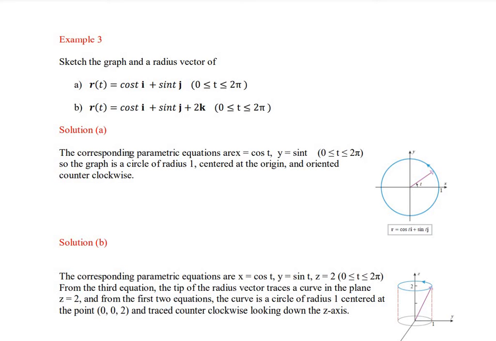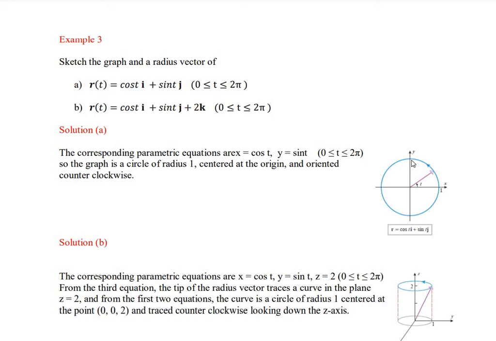First one, the corresponding parametric equations are x is equal to cos t, y is equal to sin t, t varies from 0 to 2 pi. So the graph is the circle of radius 1 centered at the origin and oriented counterclockwise. So here when we take t is equal to 0, then we will get that point, that is this point, that is 1, 0.